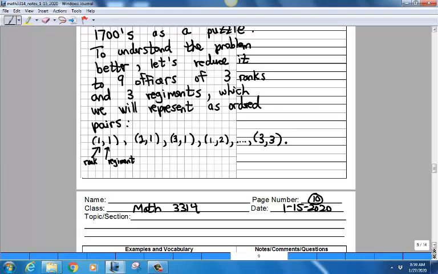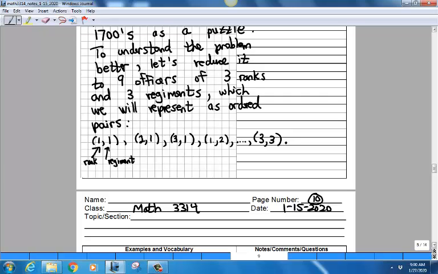So the first person on the list is of whatever rank I'm labeling 1, and then he's of whatever regiment I've labeled 1. That's pretty clear, right? I'm going to label the ranks by 1, 2, 3, and I'm going to label the regiments also by 1, 2, 3. If you want to be more in the spirit of the problem, you can think of 3 ranks. What are 3 ranks? I don't even know. Colonel, general, lieutenant, maybe. I have no idea how regiments are named, but in any event, we'll just number them.